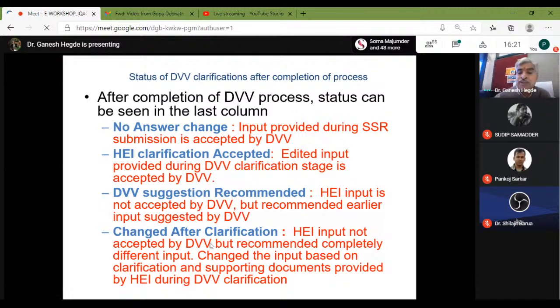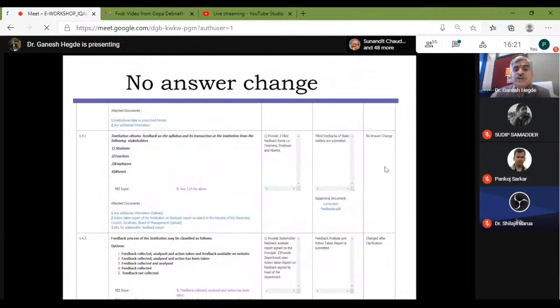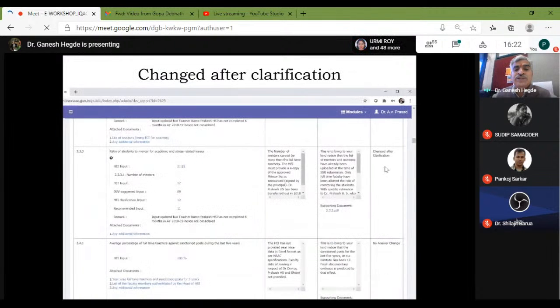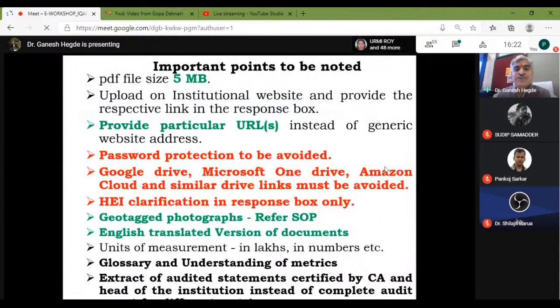After the clarification from the DVV, a completely different or changed input may be recommended for the HEI. That clarification will be carried out by the DVV partner. This is how the changes will be available in the portal itself. Everything will be transparent at the NAC and available for you to look into. There are various stages during the DVV.